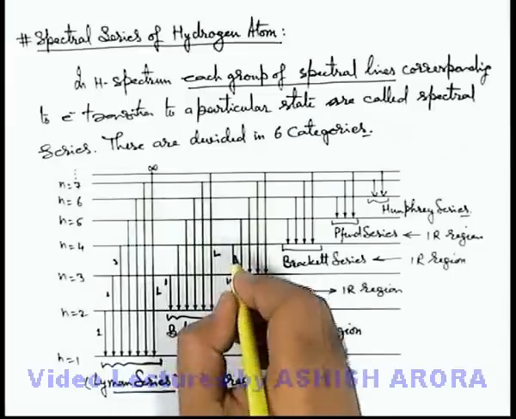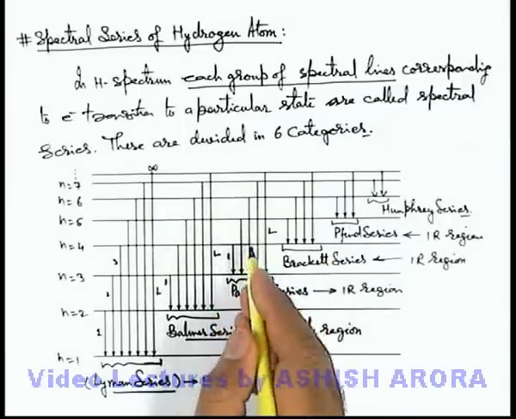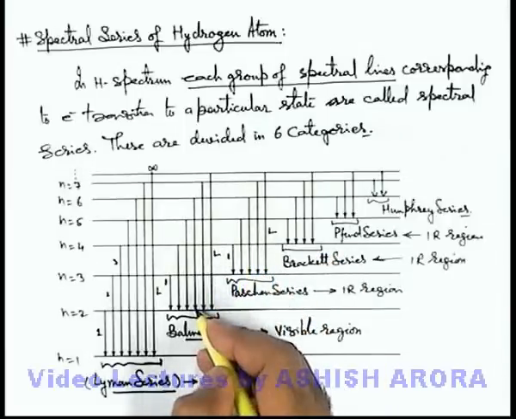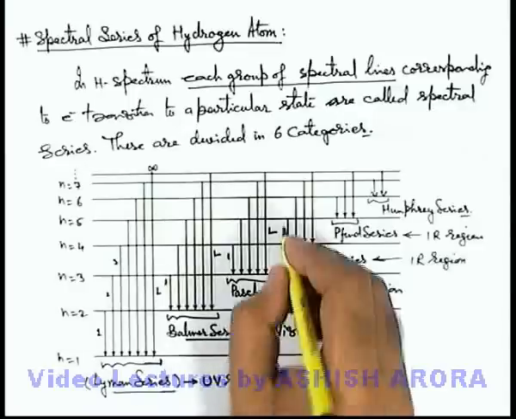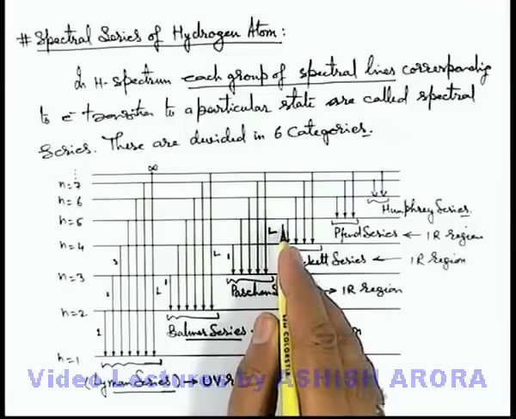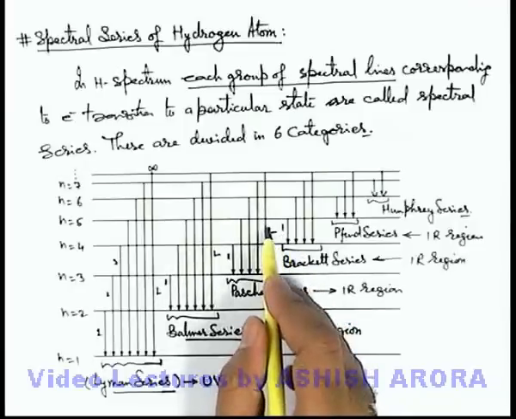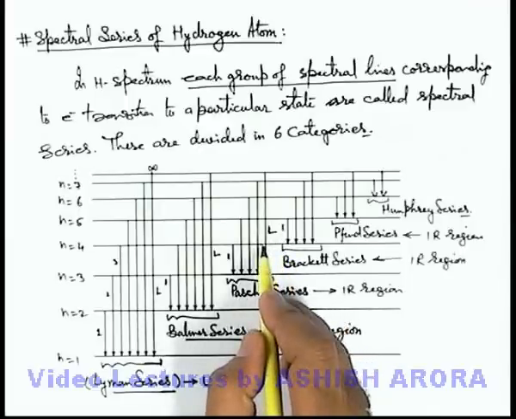Even in the Paschen series, its first line and its last line will be significantly different from the Balmer series, but then onward for the Brackett series, when we calculate the energy of the first line of the Brackett series, it is even less than the last line of the Paschen series. So this will overlap with the Paschen series.